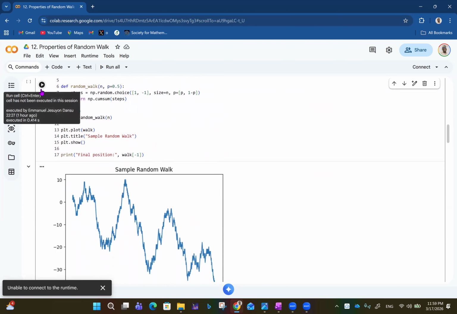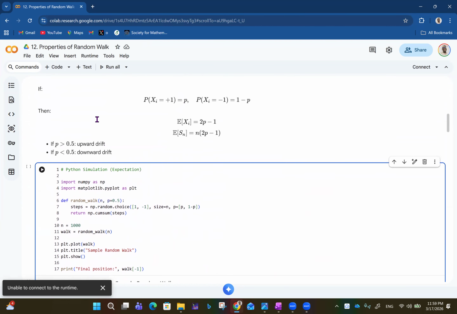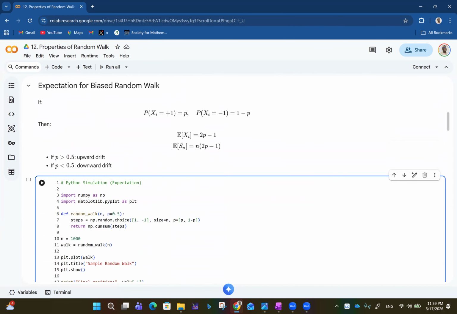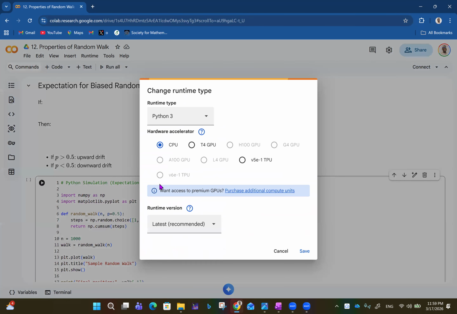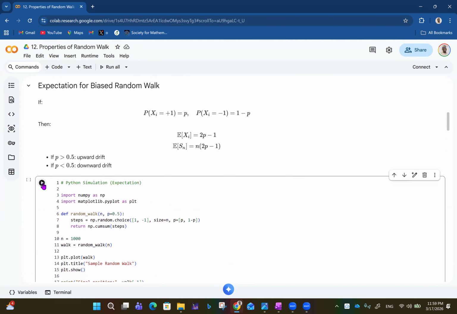What is it saying? Uh, connect to runtime. Connect to runtime. What does that mean? Should I change runtime now? Okay, maybe that's not necessary. Can just cancel and run it again.